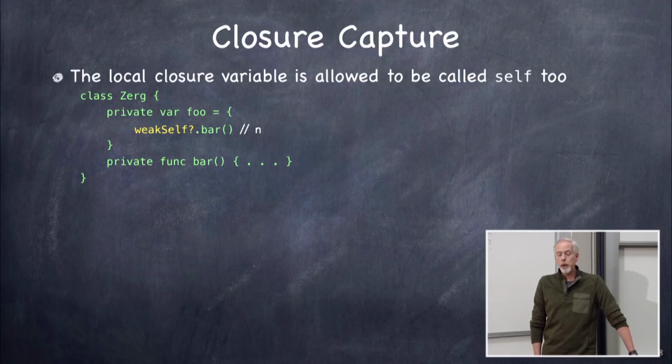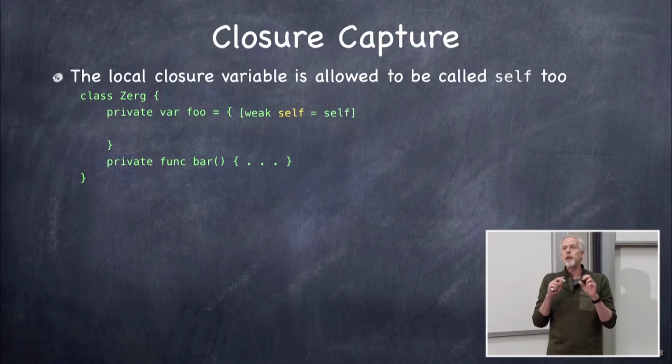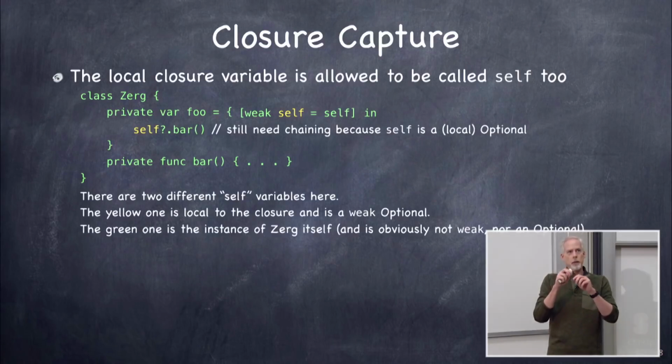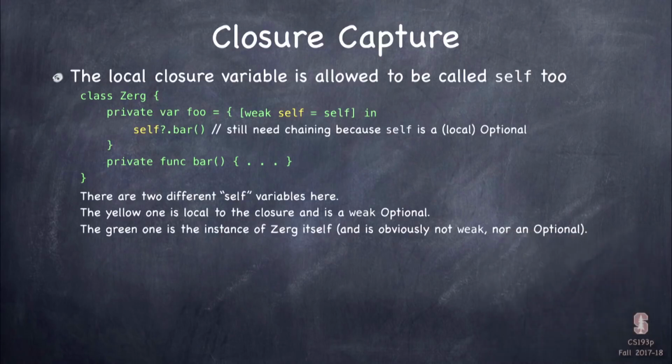By the way, we are allowed to call that weak self just self. In other words, it can have exactly the same name as a variable that's in the outer scope. So on this slide, there's two different selves. There's the yellow self, that's a local in the closure, and there's the green self, that's the more global self of the instance of this class. So it's two different variables. I'm not using the green self inside the closure at all. I'm only using the yellow self, and that one's weak.